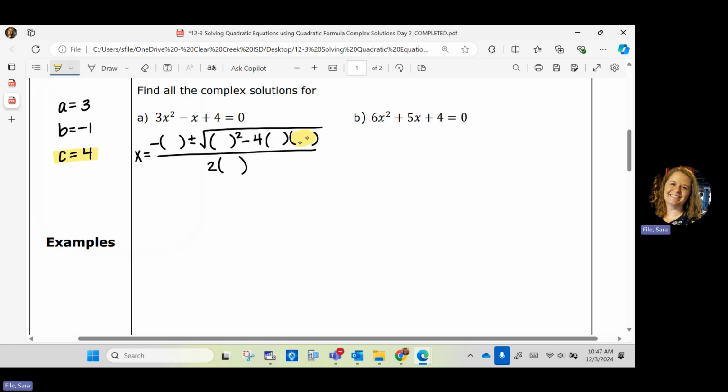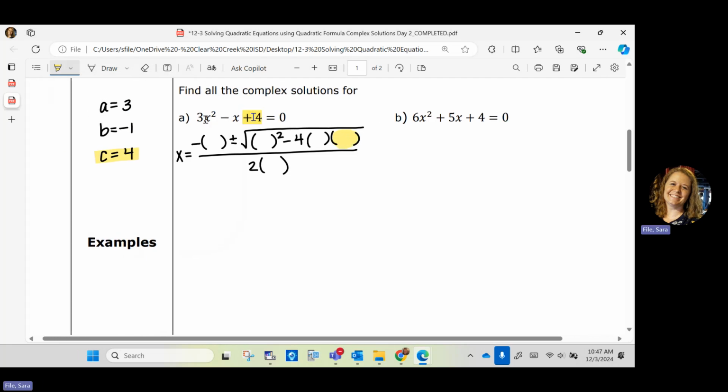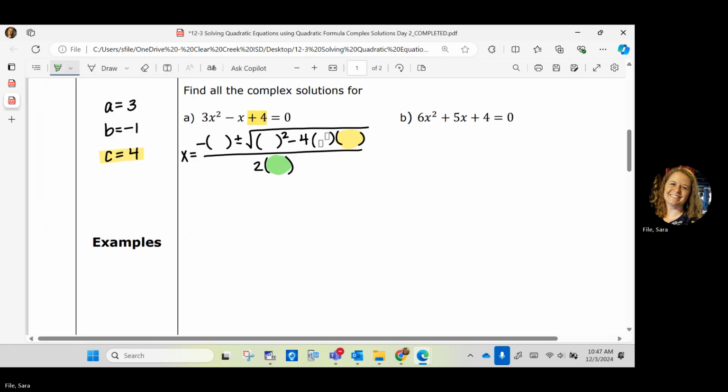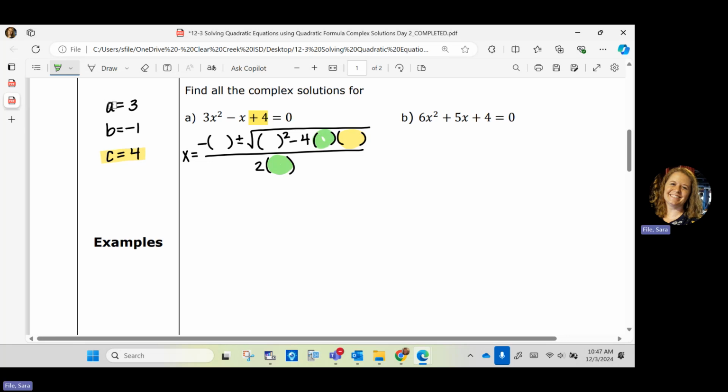So my c goes here. That came from that. a's here. And my b goes here. All right, so that's -1, 3, and 4. Everybody good? This is what we did yesterday. No questions?